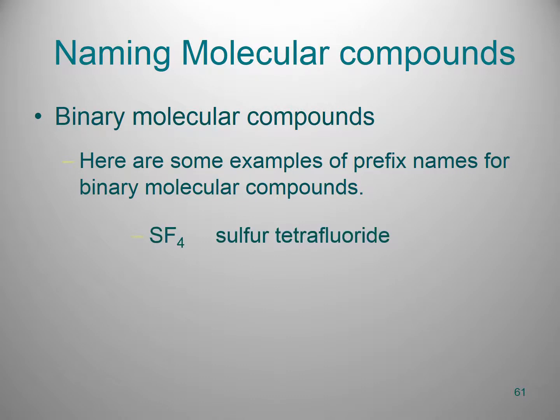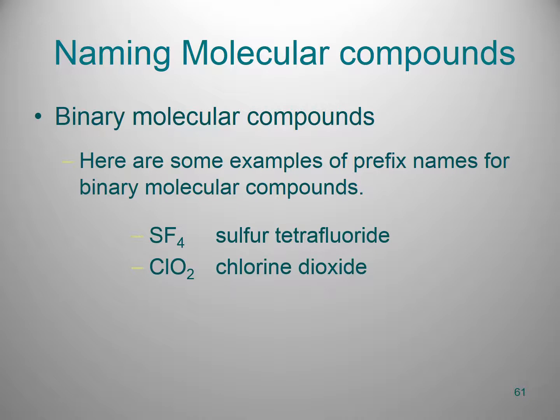So SF4, because it can form different ratios with fluorine, you need to indicate how many there are. So SF4 would be sulfur tetrafluoride. Generally speaking, if the first one is a mono, we don't put it on there. You can if you want to, it's not wrong. You could say monosulfur tetrafluoride. But generally speaking, if the first one is a mono, we don't indicate it. ClO2 would be chlorine dioxide.